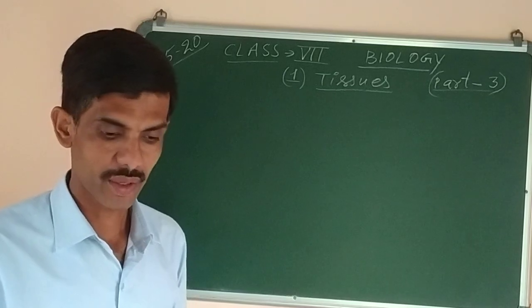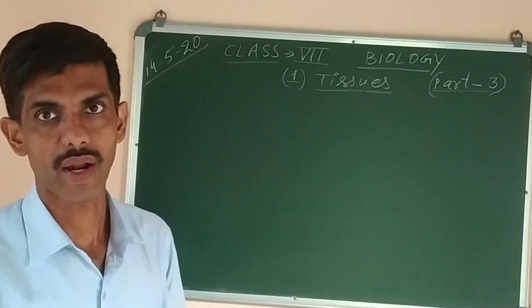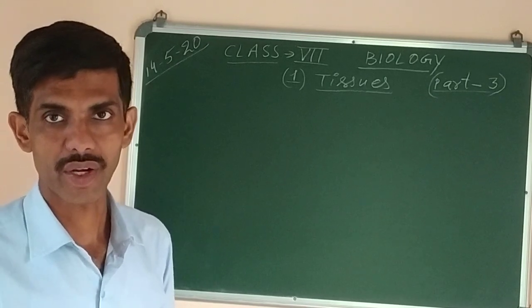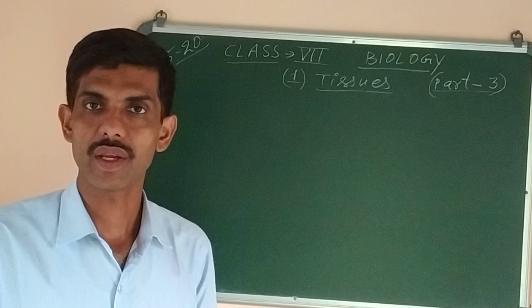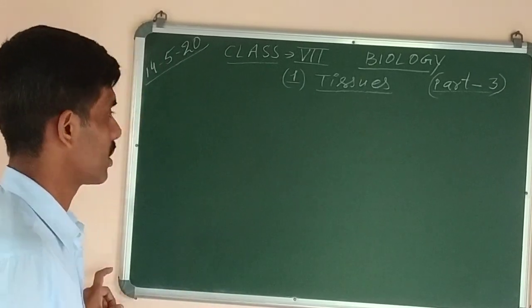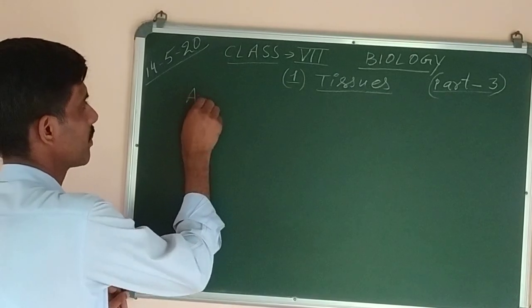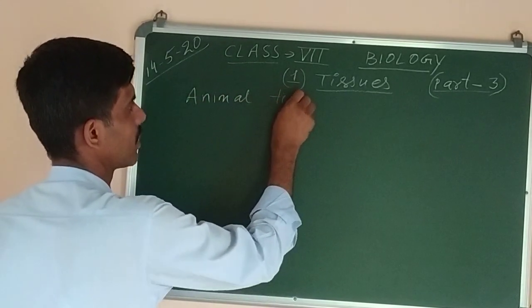Already we had read in the previous class regarding plant tissues, two different types of plant tissues, that is meristematic and permanent tissues. Then we studied about the different types of permanent tissues. Now today we will start with animal tissue. Plant tissue is already over. Animal tissue.